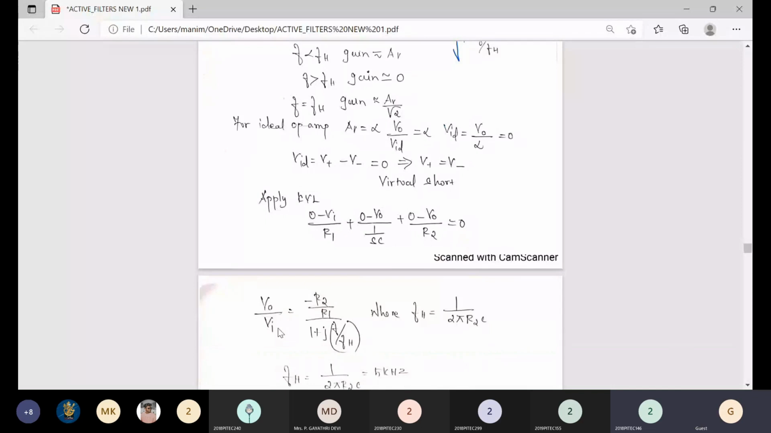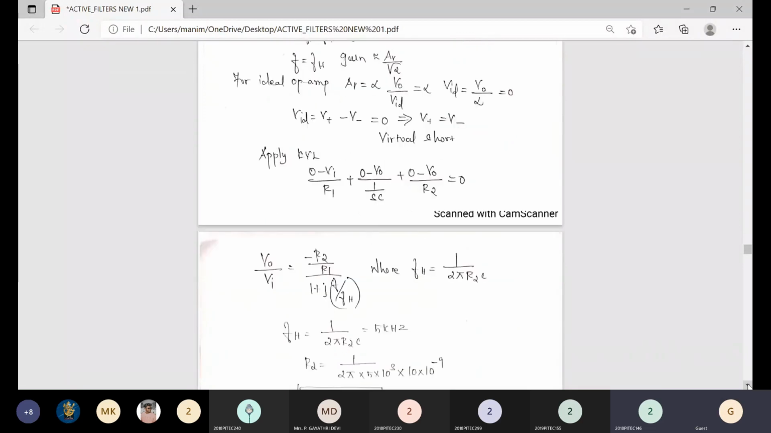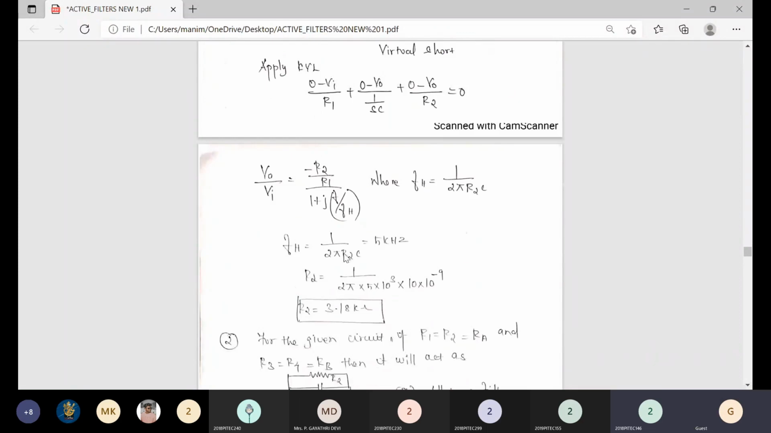So V_o divided by V_i: simplifying this equation, we get minus R2 divided by R1, divided by 1 plus jf divided by f_H. So what is f_H? From this equation, f_H equals 1 by 2 pi R2 C. So you are going to calculate the R2 value, since the capacitance value and the cutoff frequency are given.